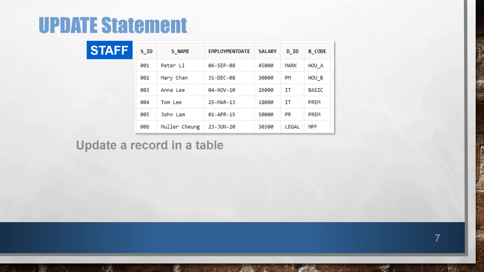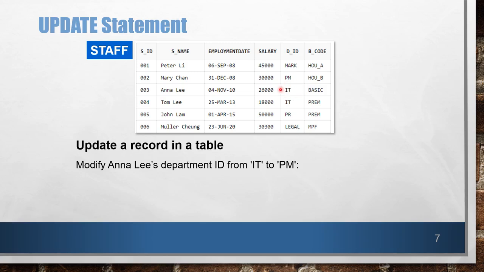To update a record in a table, we use the update statement. For example, if the working department of Anna Lee is changed from IT to PM, we can update the staff's record by: update staff, set DID equal to PM, where SName equal to Anna Lee.